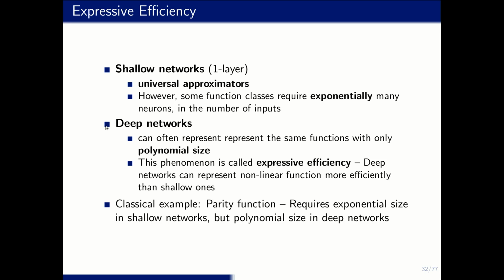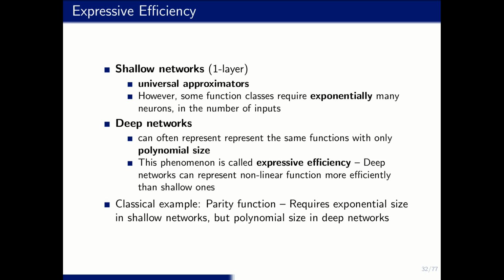And if you go to deep networks, so to multi-layer perceptrons with many layers, then it can be shown that the same function classes can be represented more compactly. So overall, you get away with polynomially many units. So exponential in the number of inputs versus polynomial in the number of inputs. Essentially, by going towards deep neural networks, you can be more efficient. This phenomenon is called expressive efficiency. So deep networks can be way more efficient at representing nonlinear functions than shallow ones.